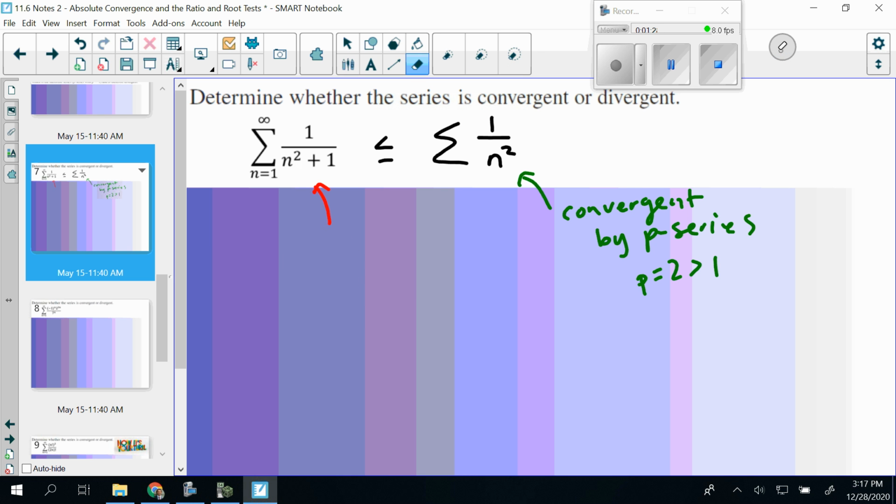I'm just going to say convergent here. Convergent by comparison.